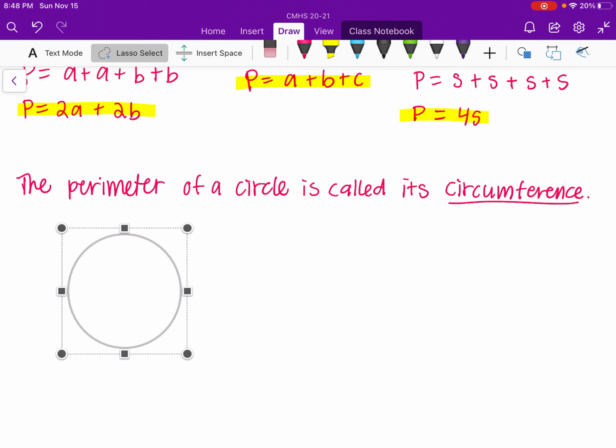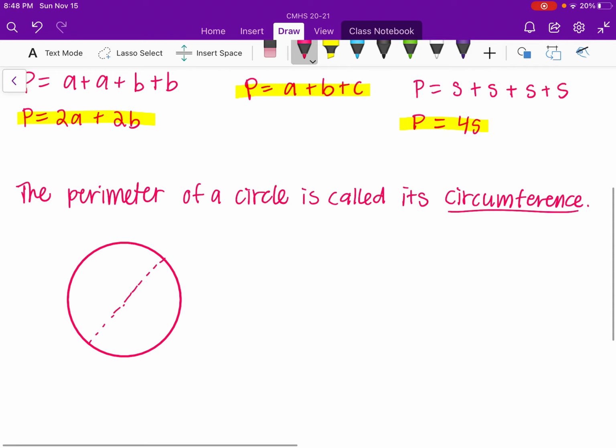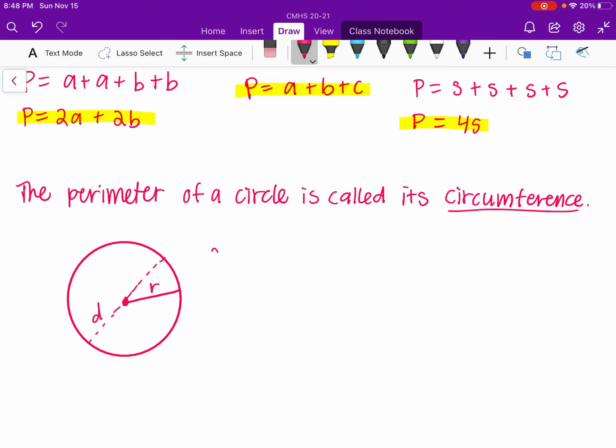There are 2 very special parts of a circle. One of them is called the radius, and one of them is called the diameter. The diameter is a line that goes all the way across, cuts it right in half. I'm going to put D for diameter. Then the radius actually only goes from the middle out. So that is the radius. So D stands for diameter, and R stands for radius.